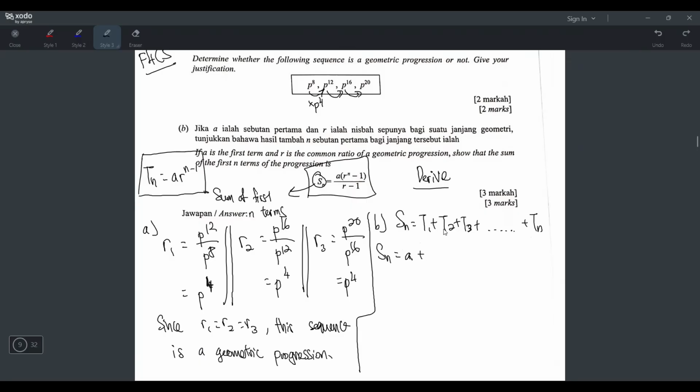And then plus T2, that would be AR power 2 minus 1, which is power 1. So I'll just write power 1 here. And then T3 would be AR power 2. And then plus dot, dot, dot. It keeps going until Tn. And we all know Tn will be AR power n minus 1, because your n is n, right? So n minus 1, like that. Okay, after you reach here, what you have to do now is take everything times R. Okay, that's how you derive.